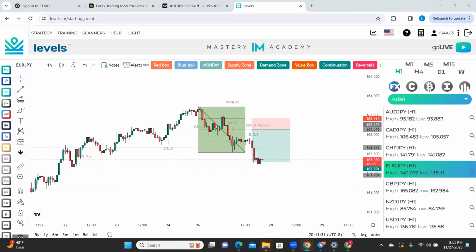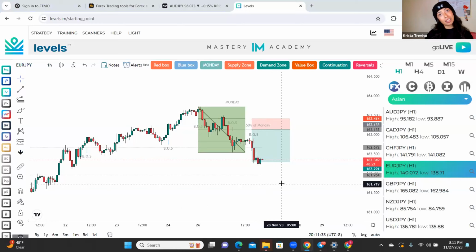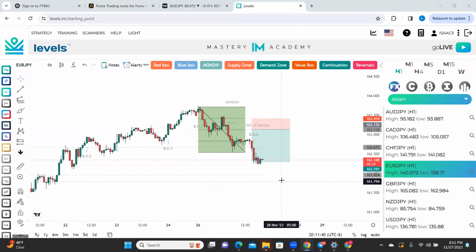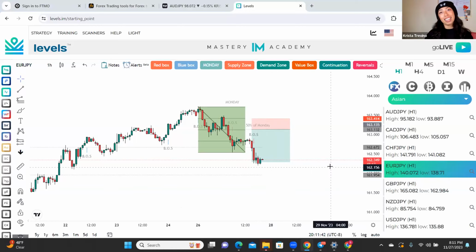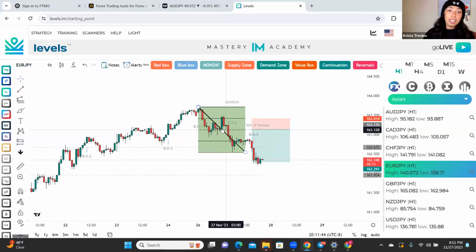Head and shoulders. Inverted. The right shoulder starting point. There we go, he got it. Right shoulder. We have this starting point right here.